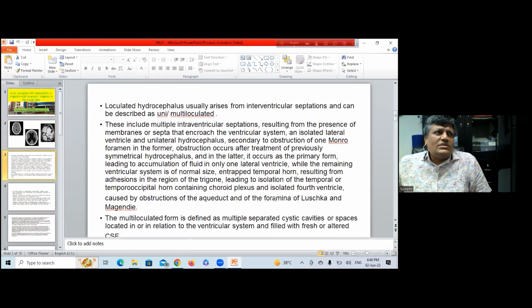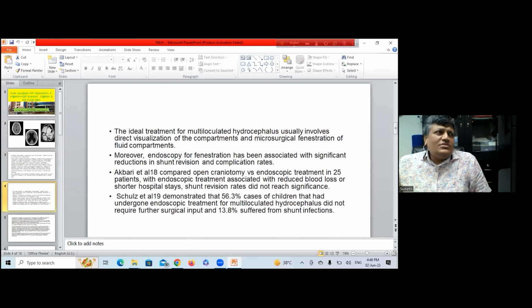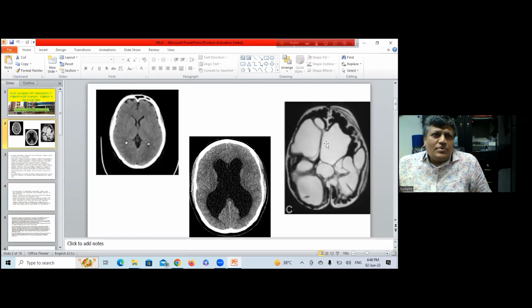Multiloculated hydrocephalus happens due to either infection or hemorrhage. So there are some common causes of multiloculation. The ideal treatment of multiloculated hydrocephalus is making a pathway between the loculi, so that all loculi become a single one. Then we may do endoscopic third ventriculostomy or CSF diversion.